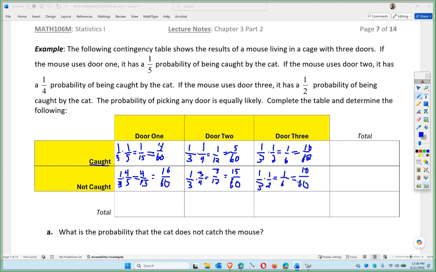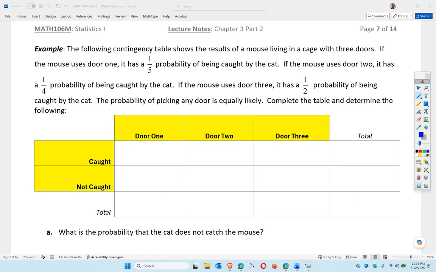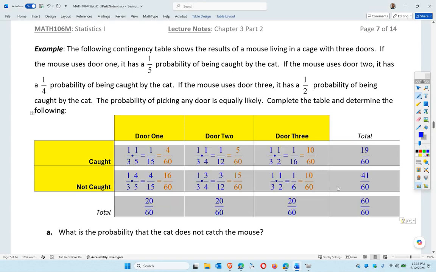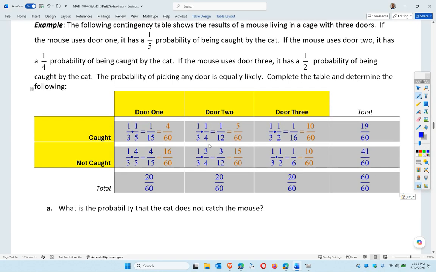Okay. And then at that point, add your rows and your columns, and then your grand total. Add it all up. So if I add them, I get 19 this way, and 41 this way, 20 this way, 20 this way, and 20 this way. And then obviously it'll be 60 out of 60. Right? Okay, so let me just type those real quick. So copy and paste. Okay, let's answer some questions now.